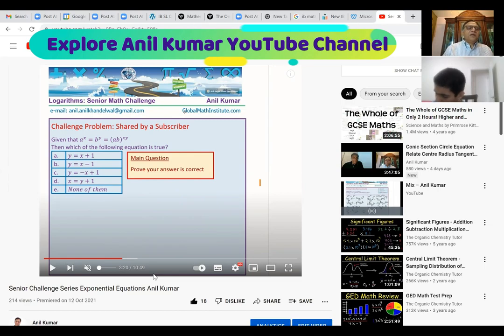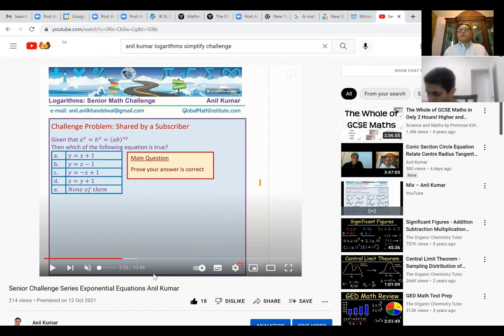Here is the question. Given that a to the power of x is equal to b to the power of y and ab to the power of xy, so these three things are equal. Can you see the screen properly? Then which of the following equations is true? We are given 5 options. One of them is true in this case. How will you solve such a question? A to the power of x equals b to the power of y equals ab to the power of xy.